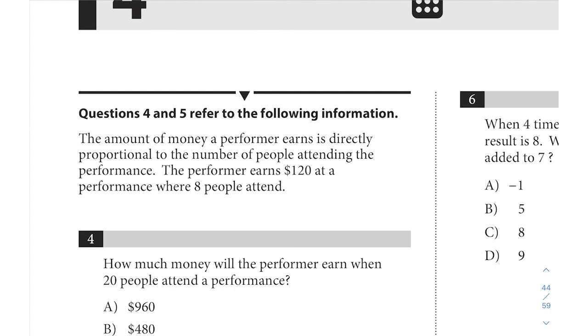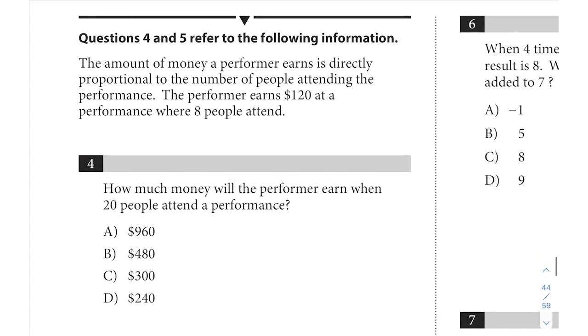a performer earns is directly proportional to the number of people attending the performance. The performer earns $120 at a performance where 8 people attend. Now we'll take a look at the questions. Question 4 reads, how much money will the performer earn when 20 people attend a performance?